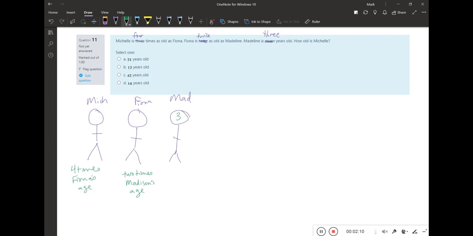So, knowing that, we can use 2 times Madeline's age to get Fiona's. So we go 2 times 3, and we find out that she is 6. Michelle is 4 times Fiona's age, so she's 4 times 6, which is 24, and we're done. Okay, so all we're doing is finding the relationship between one person and the other. We had to figure out what Fiona's age was using Madeline's age, and then once we got that, we could get Michelle's age. So we knew the information to get the answer. We just had to figure out what to do with that information.